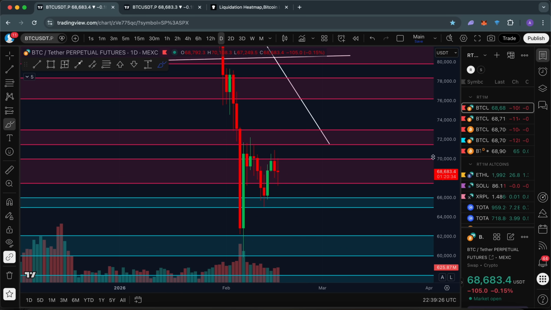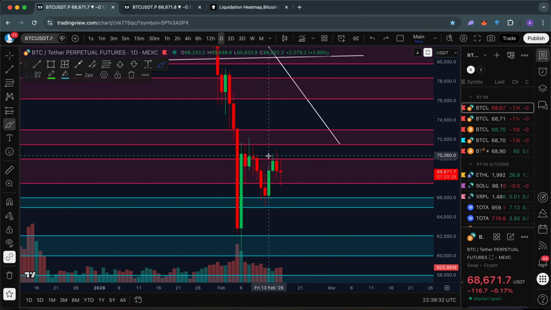Moving on to the support and resistance levels for Bitcoin. Right now on the daily time frame, we're trading inside this area of resistance from 67.5 all the way up to 70,000. The next area of resistance above is sitting from 71.5 up to 73k, and the next area of support to the downside is sitting from 66 down to 65,000.